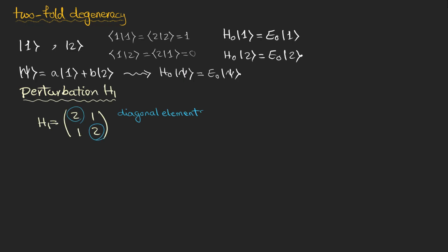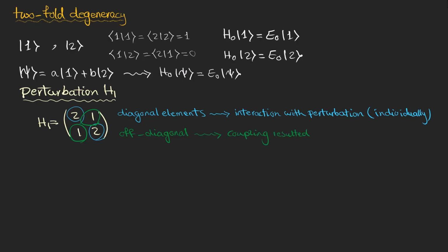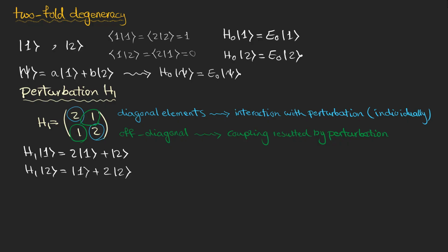The diagonal elements represent how each state interacts with the perturbation individually. On the other hand, the off-diagonal ones tell us that the perturbation couples the two states. If these entries were 0, there wouldn't be any mixing. This is how the coupling or mixing happens due to the off-diagonal elements in the perturbation. But what we are looking for is a kind of linear combination that is a simultaneous eigenstate of both the Hamiltonian and the perturbation in the degenerate eigenspace.